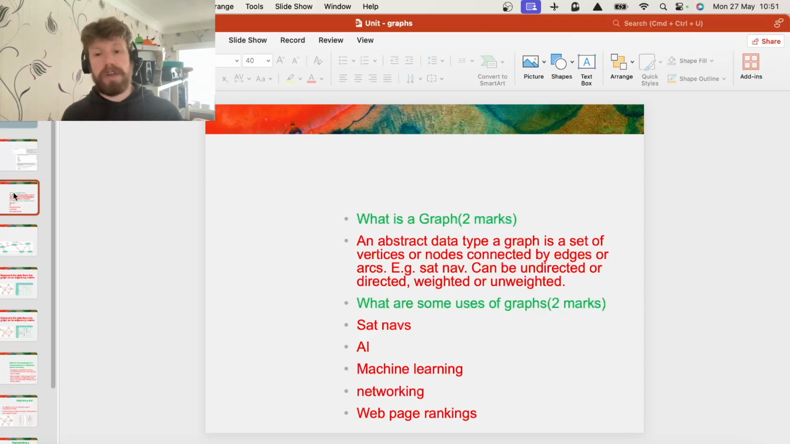They can also have different features, where they can be undirected, directed, weighted or unweighted, and we're going to have a look at all of these different examples and what they actually mean. Now, some of the uses, as we've already said, sat navs. Artificial intelligence, Cambridge International, I'm going to do a little bit more of an in-depth lesson on how graphs are used in AI, but this is just a general basics on graphs to start off with. Also used with machine learning, very important with AI, networking, web page rankings. There's plenty more, but there's just a few examples that you can use.